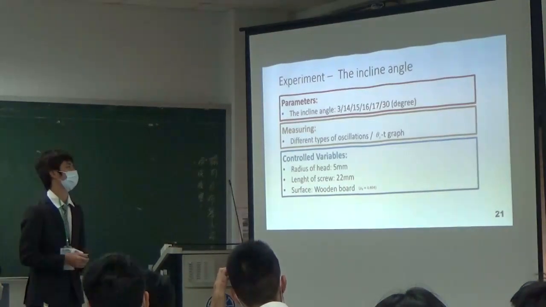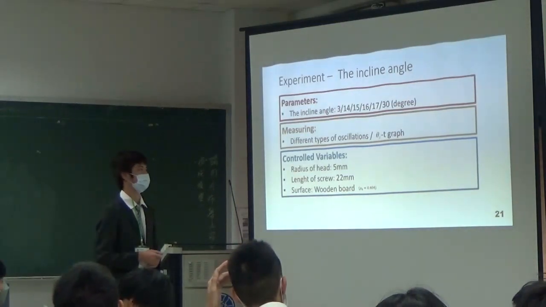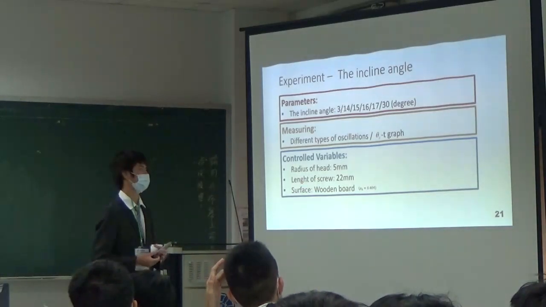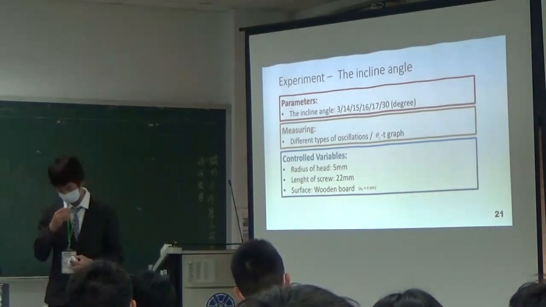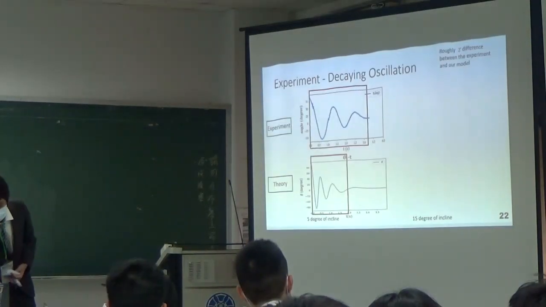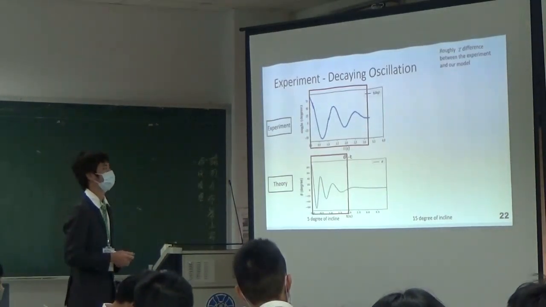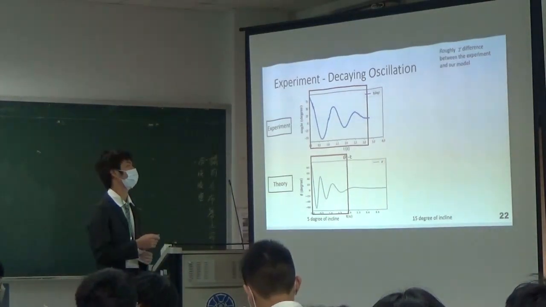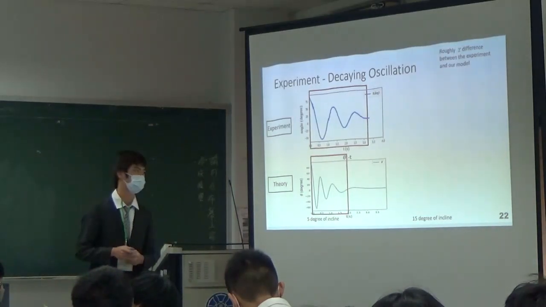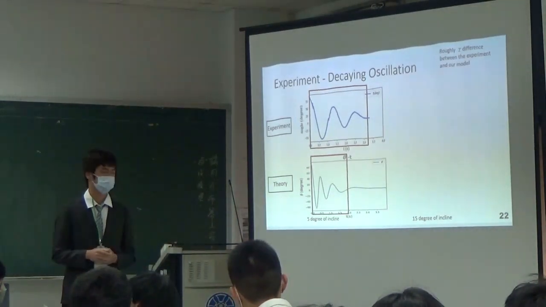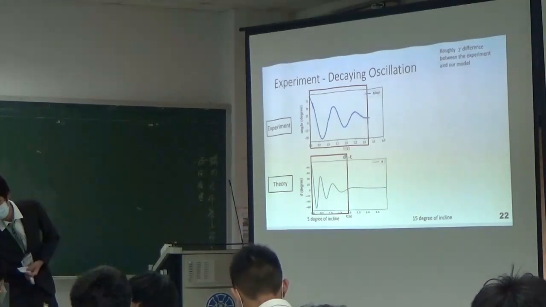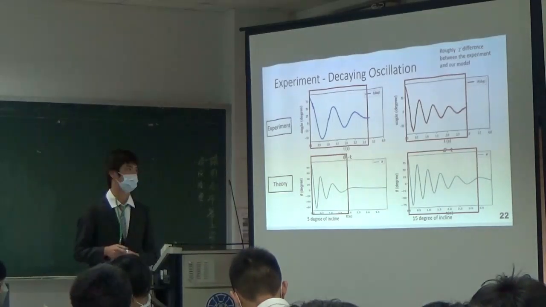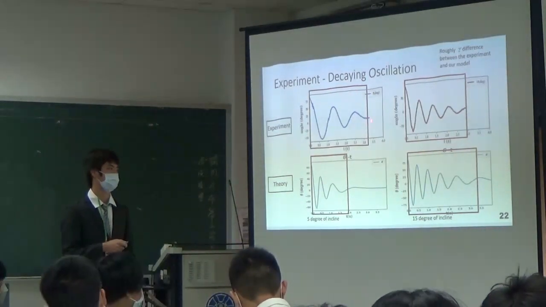And now I would like to talk about the experiments where I changed the incline angle. And I will use the delta D graph to describe the different types of oscillations. And now let's look at the cases where the oscillations will decay. In the experiments, our initial angle will be 90 degrees. And as for the incline angle from 3 degrees to 14 degrees, the oscillations will just decay and finally come to an end.